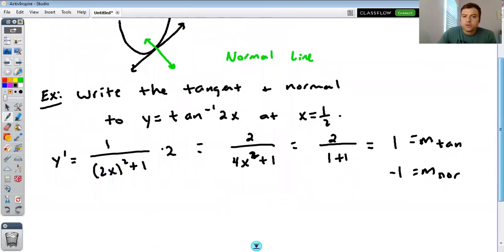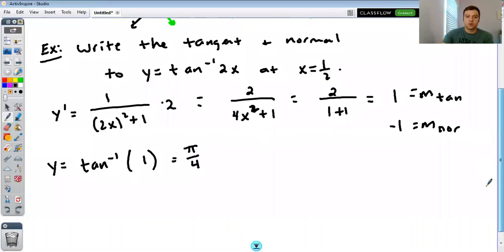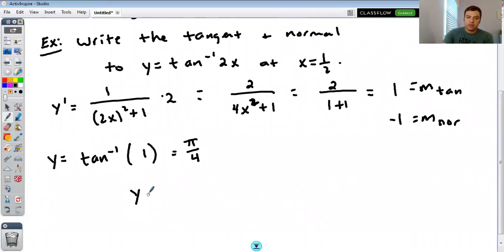Okay. So if we go through from here, the other thing I need is the point. I know x is 1/2. So we need to know what is the y coordinate at that point. So I'm going to plug into the original and get inverse tangent of 1. And we know that that occurs at pi over 4 for tangent. And we're ready to write our line. So our line would be y minus pi over 4 is equal to x minus 1/2. That's the tangent.